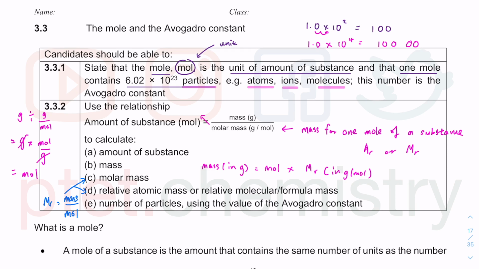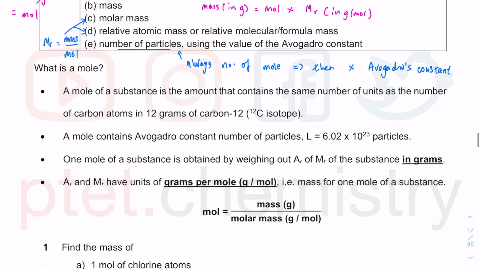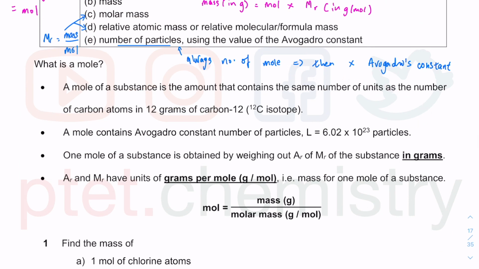And then the number of particles. So whatever you do, always work out the number of mole first. So once you get the number of mole, then you can just multiply by the Avogadro constant, because once you have the number of mole and you know that you have Avogadro's number of particles in 1 mole, so however many mole you have, you multiply by the Avogadro constant, will tell you the actual number of particles there. Okay, so just a brief overview of what we have done so far.